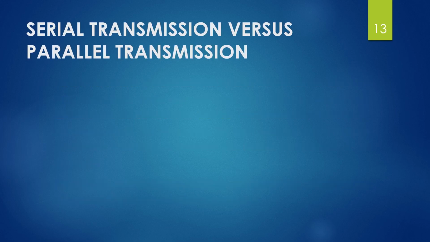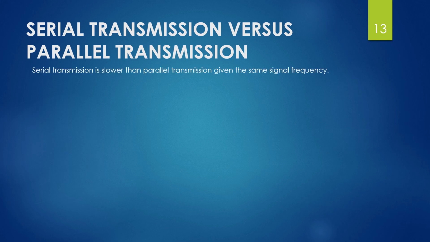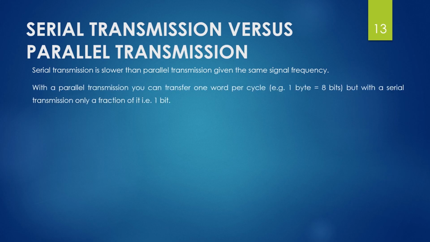Serial transmission versus parallel transmission. Serial transmission is slower than parallel transmission given the same signal frequency. With a parallel transmission, you can transfer one word per cycle, for example 1 byte, that is 8 bits, but with a serial transmission only a fraction of it, for example 1 bit.